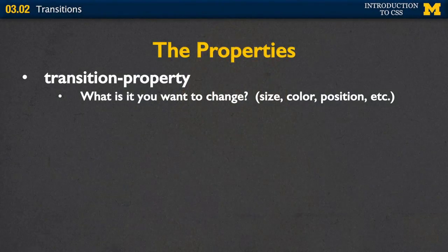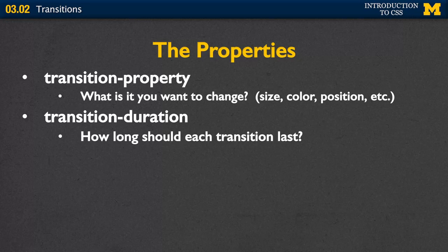So let's get started. If you want to add transitions to your page, there's 4 properties that you're going to want to look at. The first is the actual transition property. What is it that you want to change? Do you want to change the size, the color, the position, all of them? What about the transition duration? How long should each transition last? They can happen very quickly, where people almost don't even notice it, or it can be really long and drawn out.